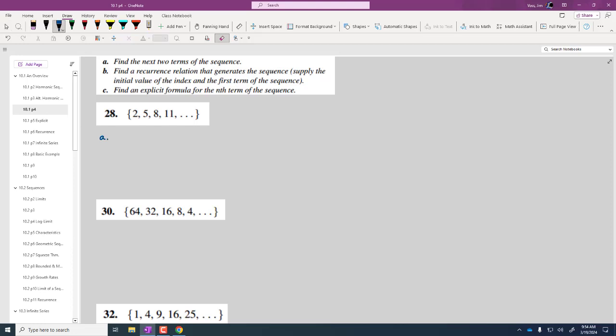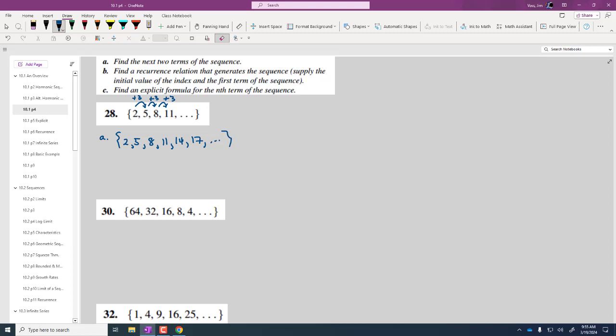Now the first part of this is pretty simple. The first part says, what are the next two terms? And we clearly see that we are just adding 3 repeatedly. So our next two terms are going to be 14 and 17, and then it keeps on going. So pretty straightforward in this case. Usually finding the next number is pretty easy, but sometimes finding the recurrence relation or the explicit formula can be just a little more subtle.